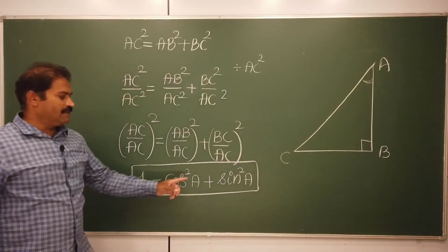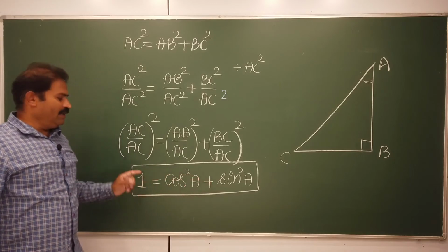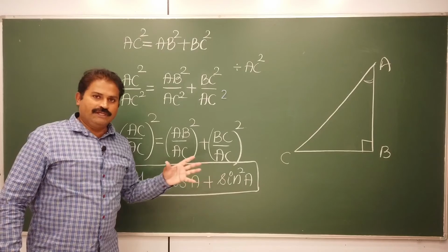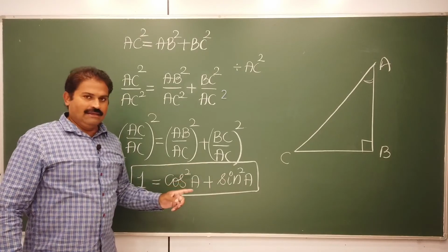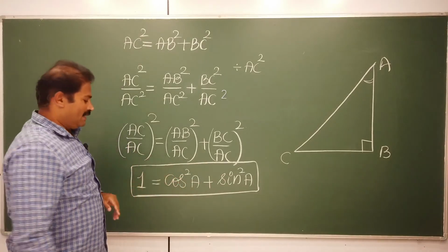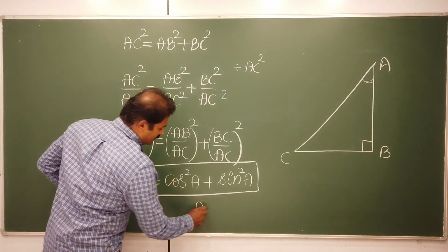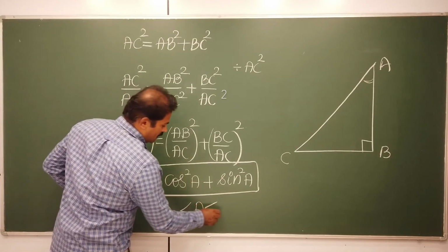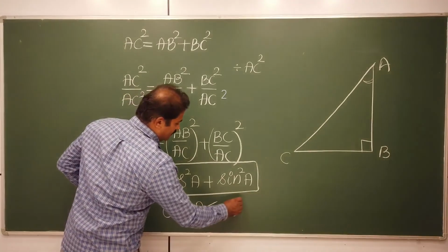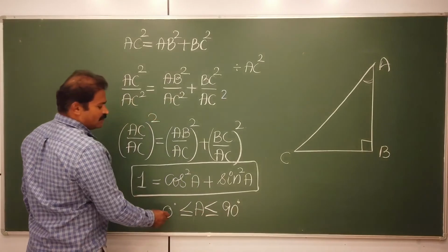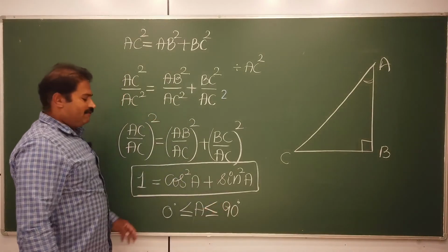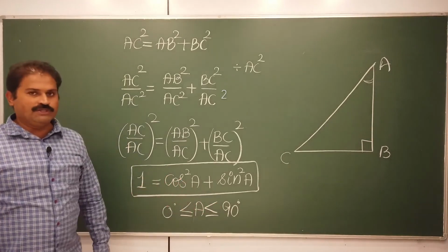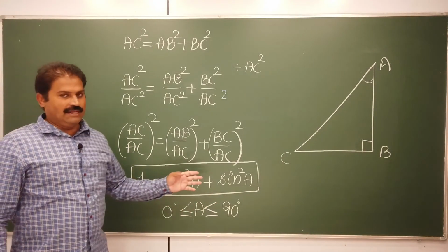Here cos square A plus sine square A is always going to be equal to 1, no matter what angle you are putting in. So for 10th standard, angle A is always between 0 and 90 degrees, so angle A is greater than or equal to 0 and less than or equal to 90 degrees. For all the values of A from 0 to 90 degrees, this is going to be true. Therefore, this is called an identity.